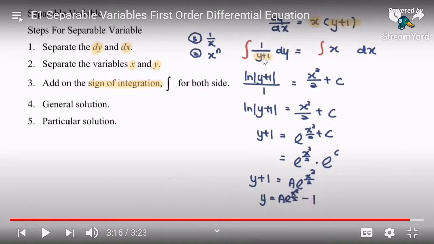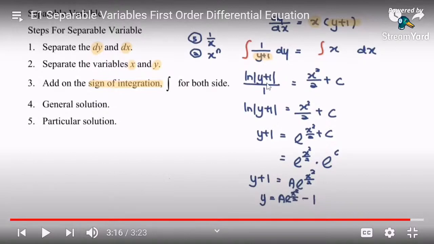1 over y plus 1. Okay, then we have x on the right. Step number 3. Add on the sign of integration for both sides. So which is in red in color. So I add on the sign for both sides. Do remember, equal means that same action for both sides. Then we'll get back to chapter 1. Integrate 1 over y plus 1 with respect to y. Okay, so this will be the answer.